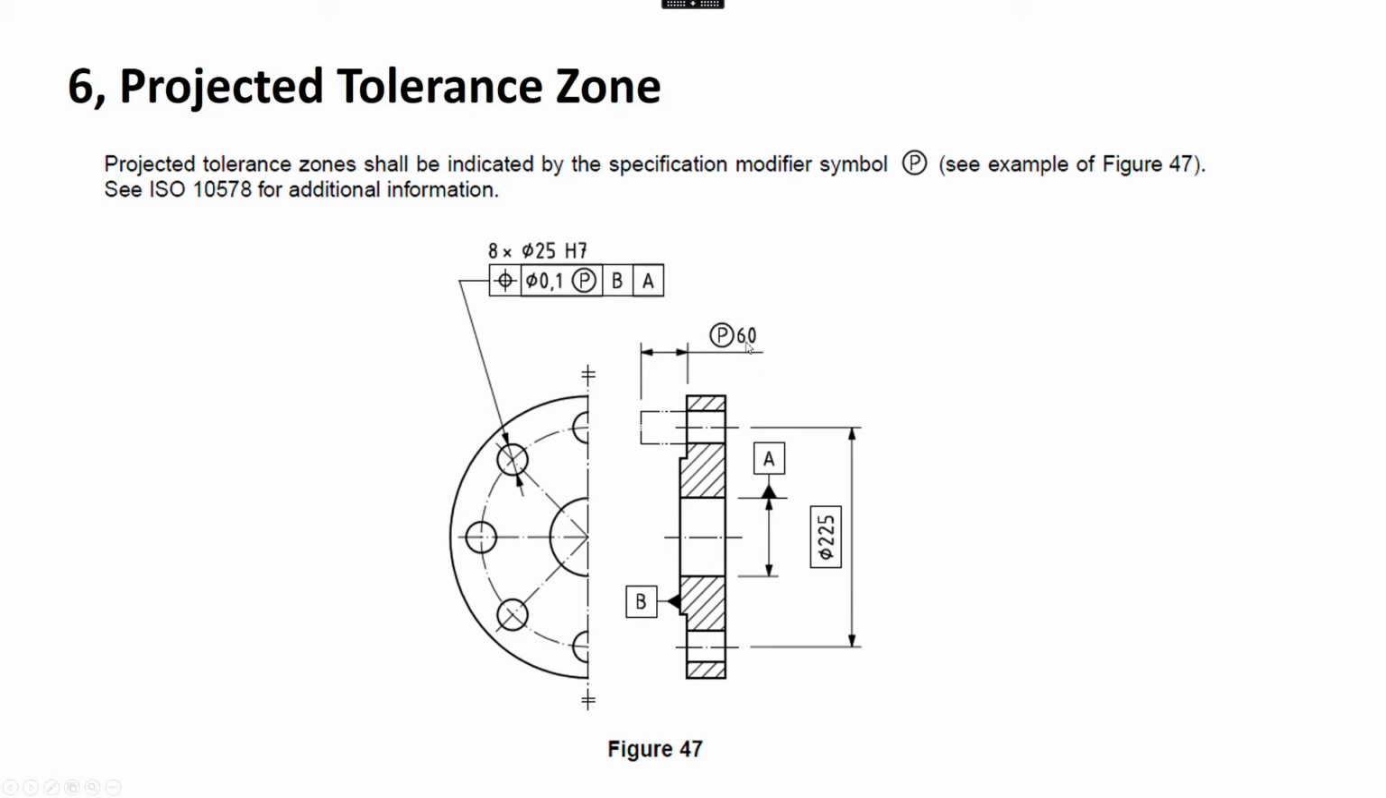So here, this P60, this is the actual tolerance zone that you're after. So you're really checking your circle at this location and your circle at this location based on this hole. And this is the way to do it in the tolerance control frame. You just need to add the P in a circle next to the tolerance, and you need to tell them how long that projected tolerance zone is, and it's based on this hole.